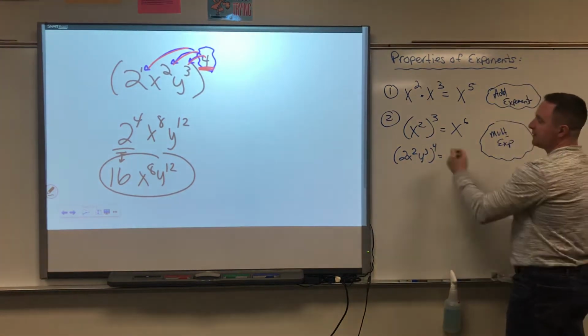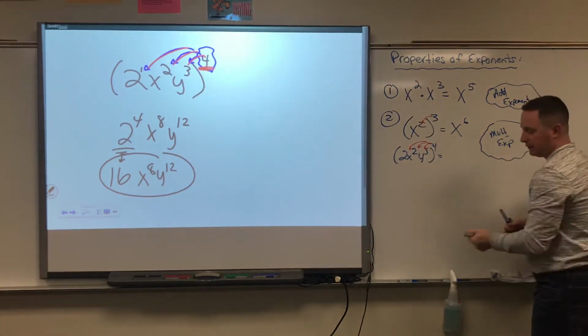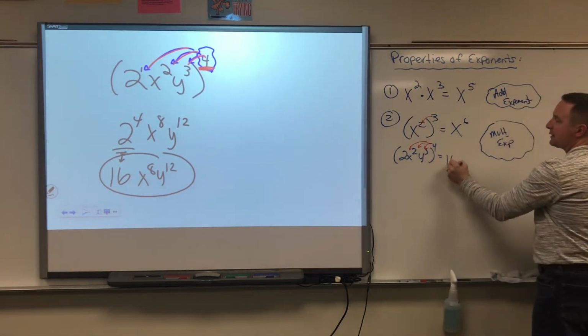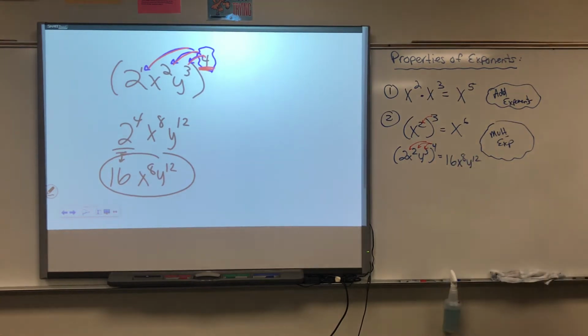Okay, it gets distributed to everything. And notice how I draw these little arrows here. I guess I should have done that on that one. Okay, it becomes 16x to the 8th, y to the 12th. But once again, we're multiplying the exponents.